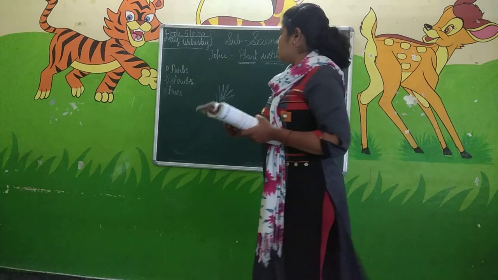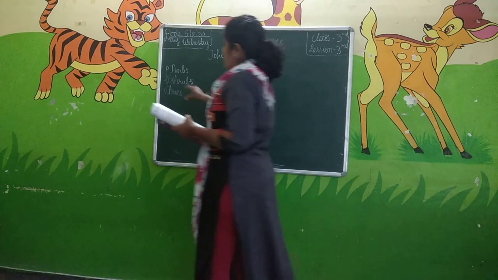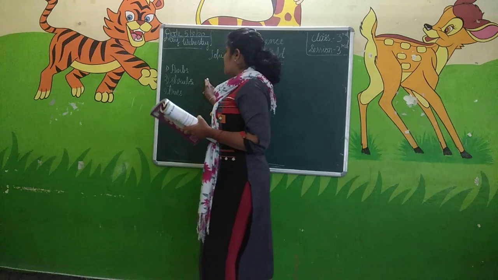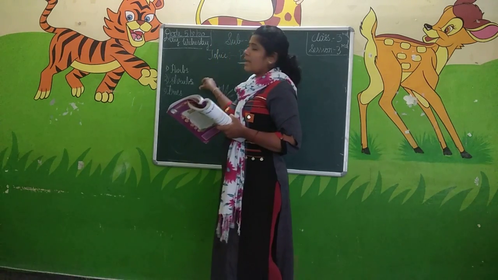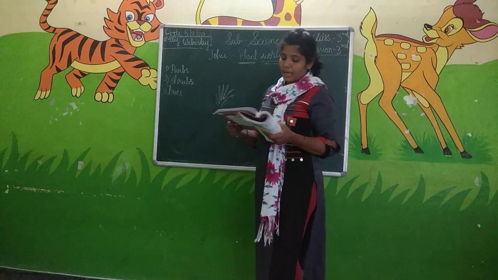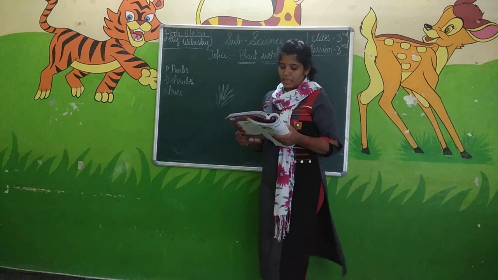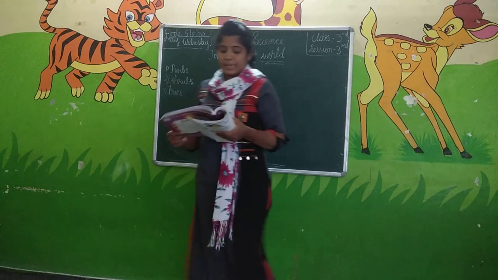Herbs are very small plants. Shrubs are small plants but not as small as herbs. They are bigger than the herbs. Next, we'll go to the trees.